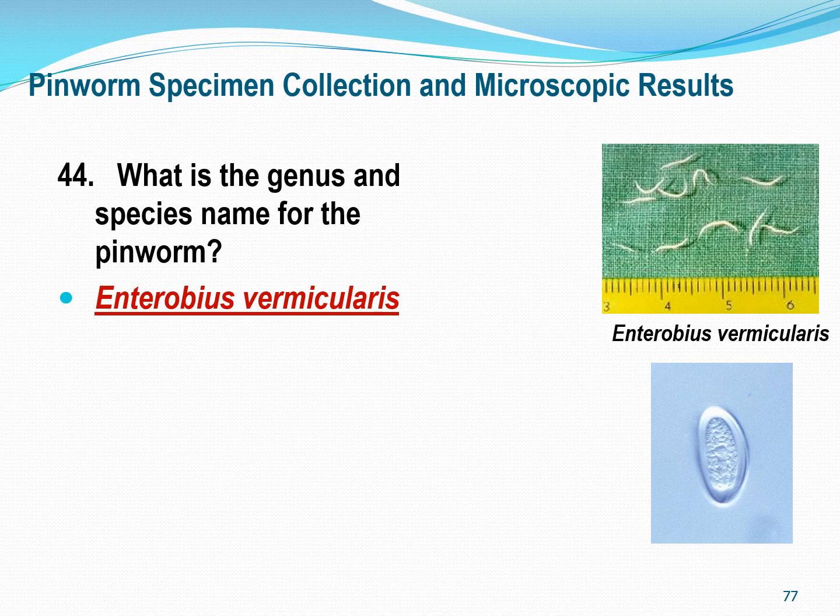So let's talk about pinworm specimen collection. What is the genus and specimen name for pinworm? Enterobius vermicularis is the genus and specimen name for a pinworm. And then you see the little worm itself up at the top, and the ova and parasite itself, pictures of the two different parts.